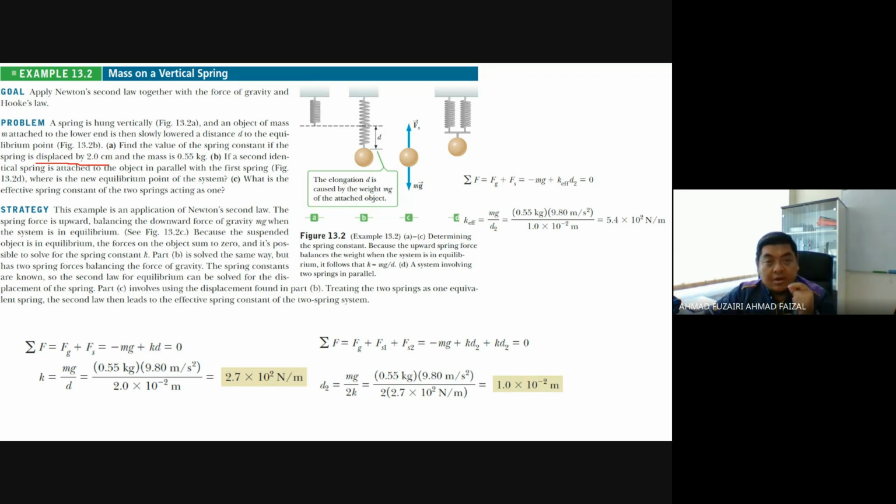F equals kx, and the amplitude and also x must be calculated in SI units. That means you need to convert from centimeter to meter. And of course, the mass is in kilogram, which is 0.55 kilogram. So how to do it? Here you have part A, part B, and part C. Find the value of the spring constant if the spring is displaced by 2 centimeters and the mass is 0.55 kilogram. By doing that, we may obtain some spring force and also some gravitational force.